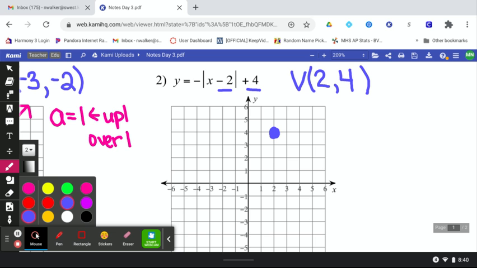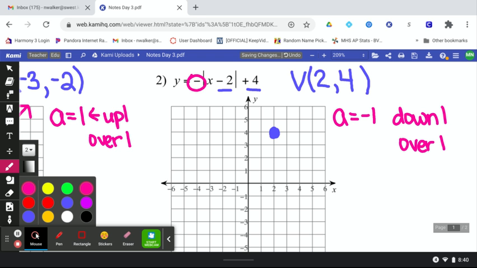All right. Everybody okay with that vertex of 2, 4? Now, if you look in front of the absolute value, do we see anything in front of that? -1. All right. So that negative sign that's just hanging out by itself really means -1. So from this point, are we going to go up 1 or are we going to go down 1? Down 1. All right, negative means we're going to go down 1, and then we always just go over 1. So from here, we're going to go down 1 and over 1 to the left, down 1 and over 1 to the right, and then we'll extend our lines.